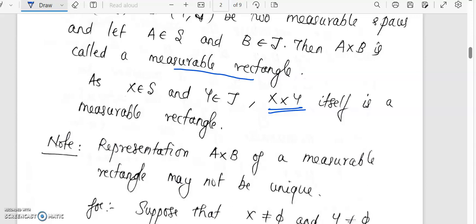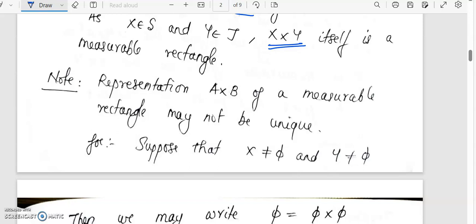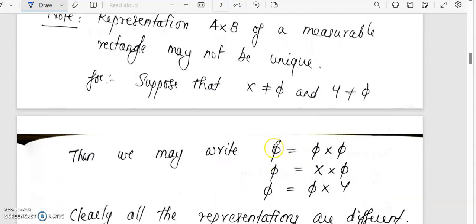For example, if X and Y are non-empty sets, take the empty set. So phi can be expressed as phi cross phi. This is one representation of phi. Now by the property of Cartesian sets, we know that if one of the sets is empty, then X cross phi will be equal to the empty set. So this will be another representation of phi.